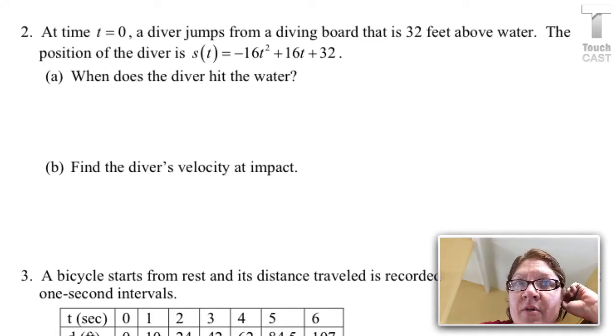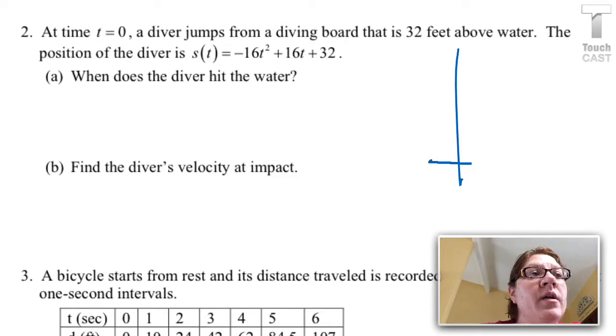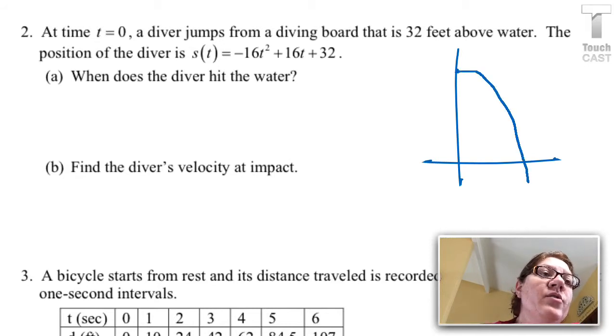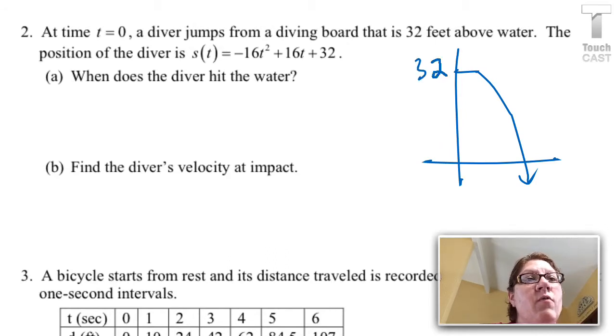So you might even remember some of these types of questions from Algebra 2 and Pre-Calculus when you had word problems. So this time I have a diver jumping from a diving board. He's 32 feet above the water, and I have a quadratic, so just because I love pictures, I expected it would look something like that. And here would be his 32 feet that he starts out above water.